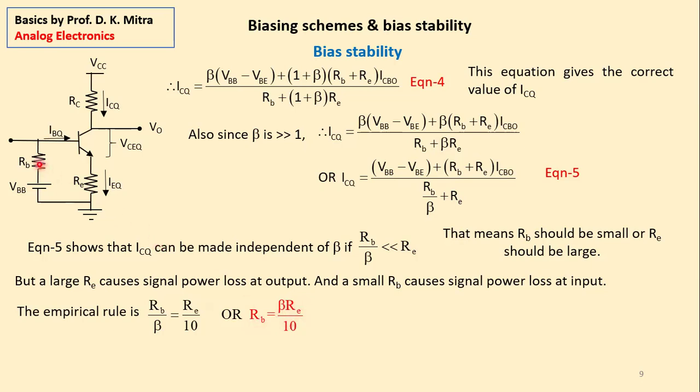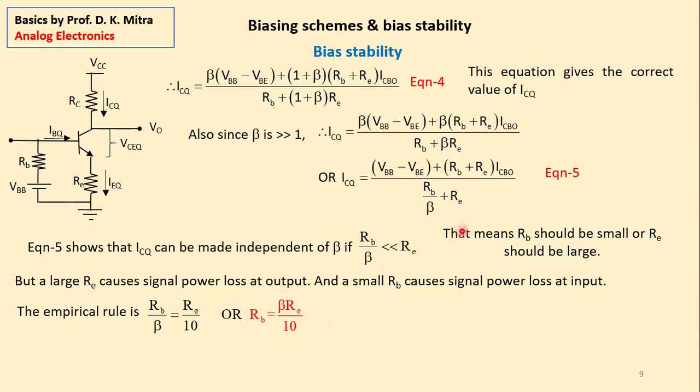You cannot make RB smaller. You cannot make RB bigger. Right? So here we wanted RB by beta to be smaller than RE. Don't make it 100 times smaller. Then you will be in a problem. Right? Make it 10 times smaller. This is the empirical relation. RB equal to beta RE by 10.